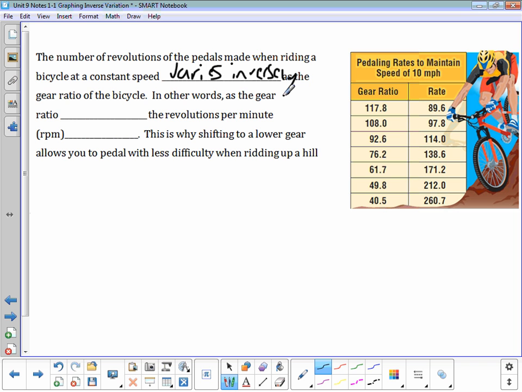In other words, as the gear ratio decreases, as we turn our gear rate down, the revolutions per minute increases. So what inverse variation means is that when one goes down, the other goes up. This is why shifting to a lower gear allows you to pedal with less difficulty. When you're going up a hill, you change the gear so that you don't have to pedal as hard, because it's already hard enough going up the hill. This is inversely related because the lower we change the gear, the more times we have to pedal. So inverse variation is when one decreases, the other increases.